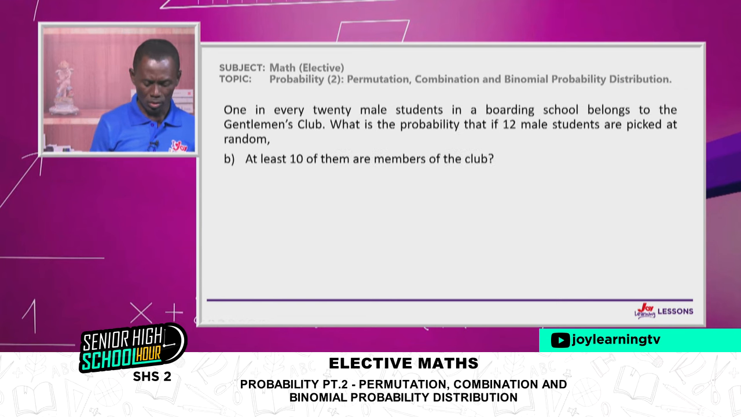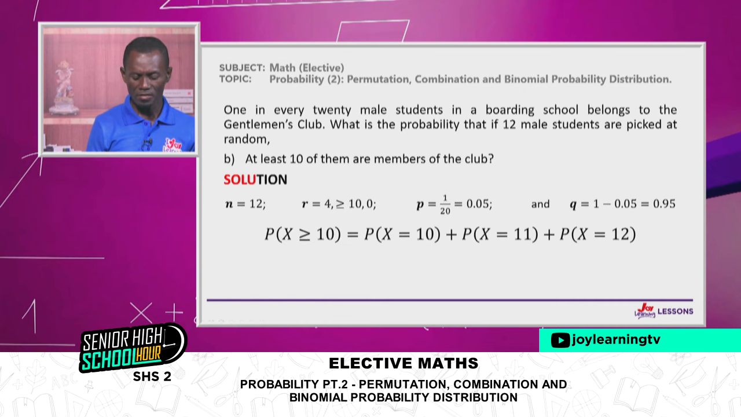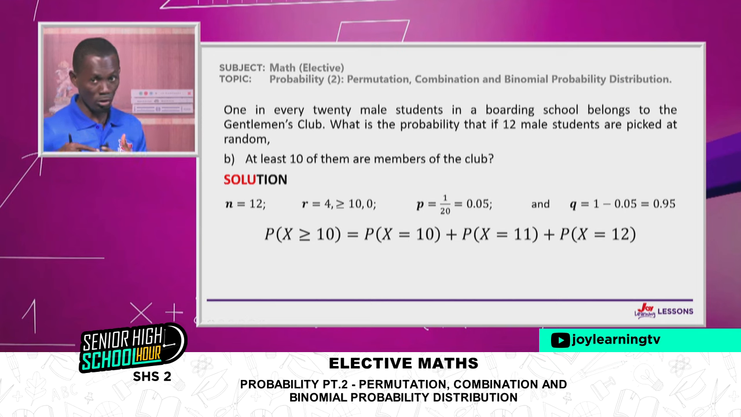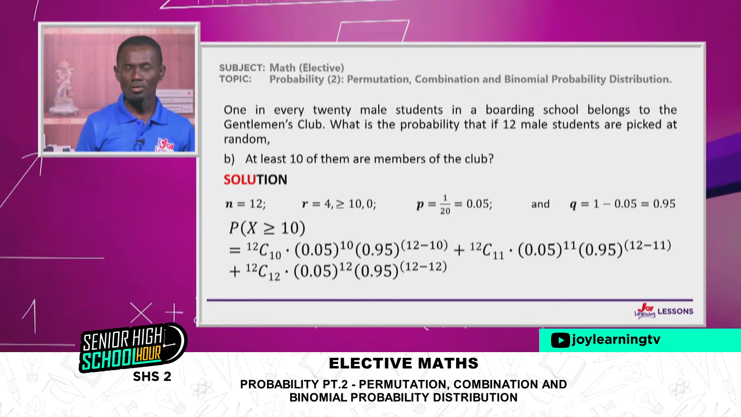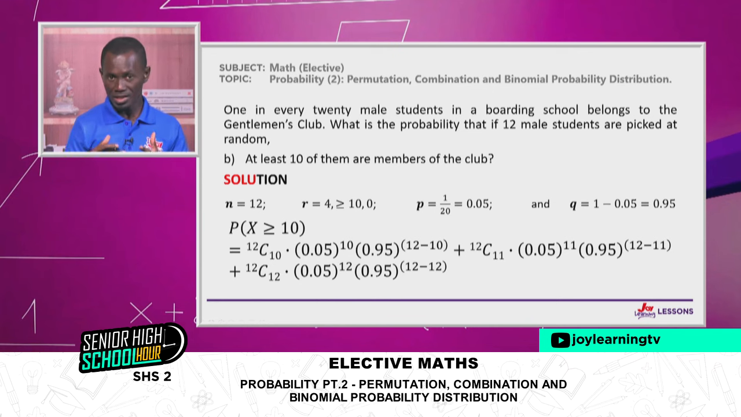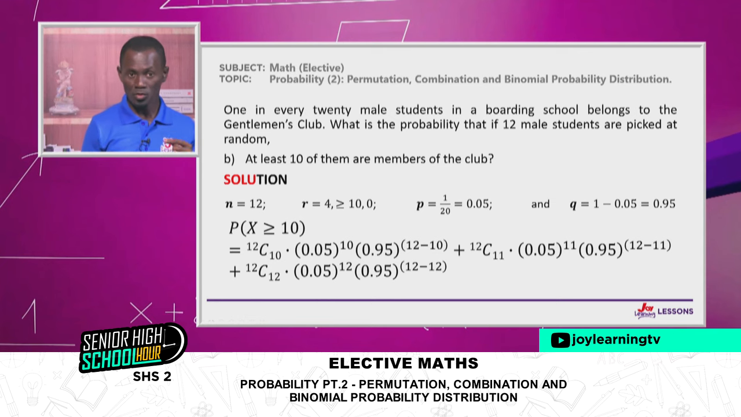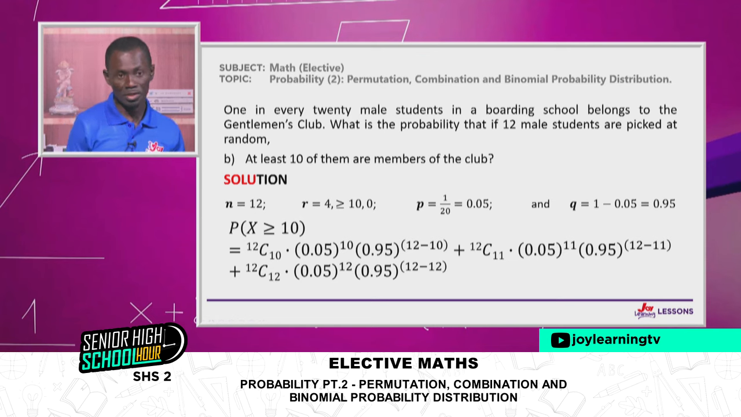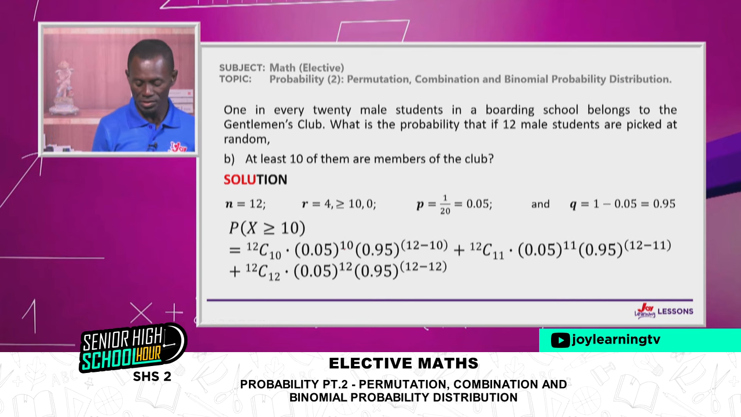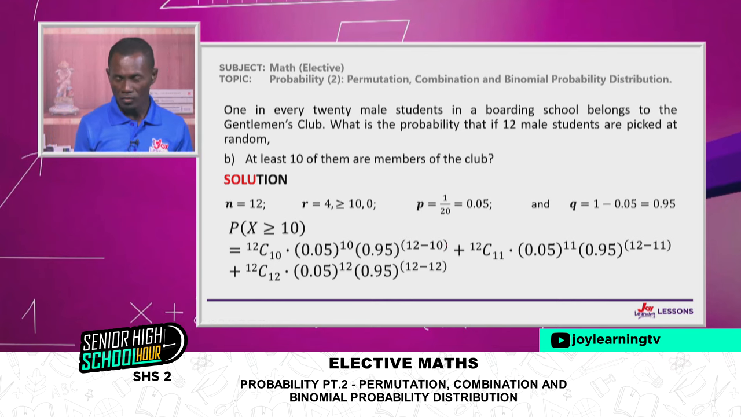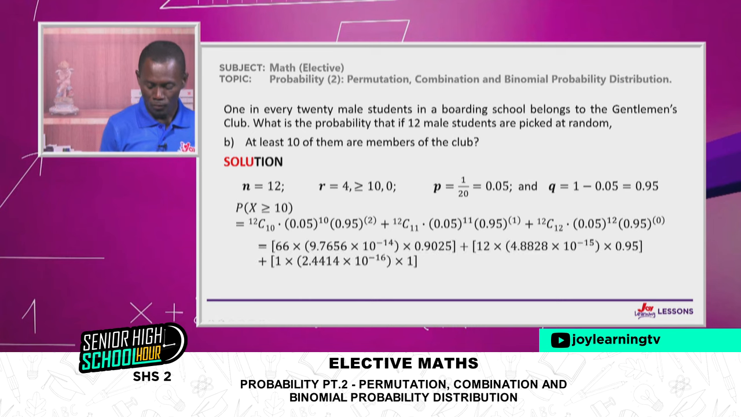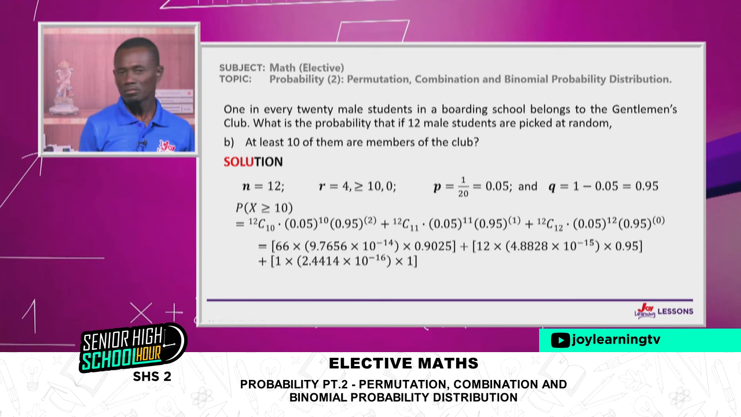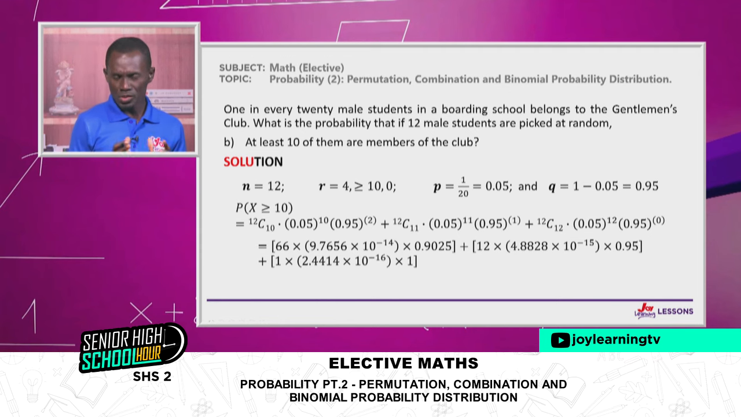Well, at least 10 of them means 10, 11, or all 12. Again, all you do is a substitution. So you substitute the values. This time around, you're going to have 3 values because at least 10 means 10, 11, 12. So we have 12 combination 10, 12 combination 11, 12 combination 12. And our P and Q are all the same, but the power has changed. The first time it is 10, next time it's 11, and it's 12. If we arrange those values, we should have a very longish calculation. I'm not too interested in the precise value, just so that you understand the procedure.